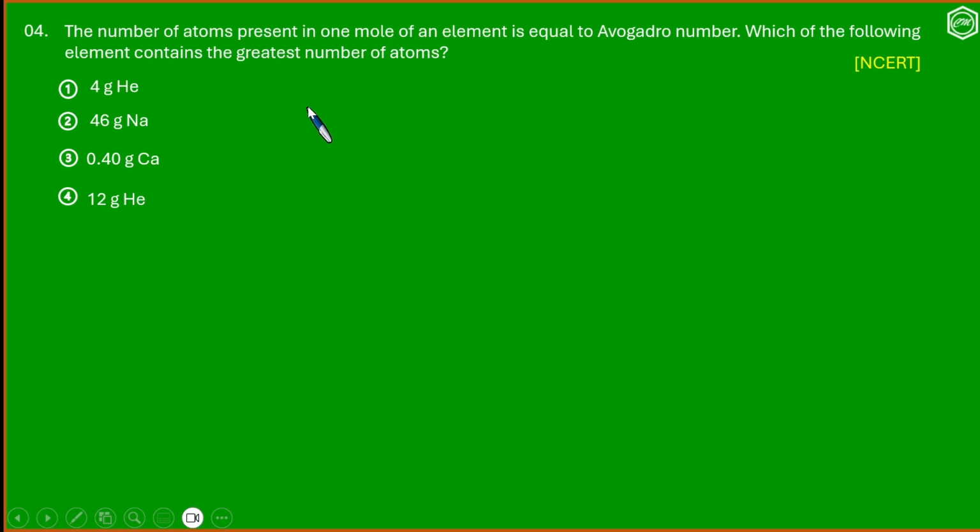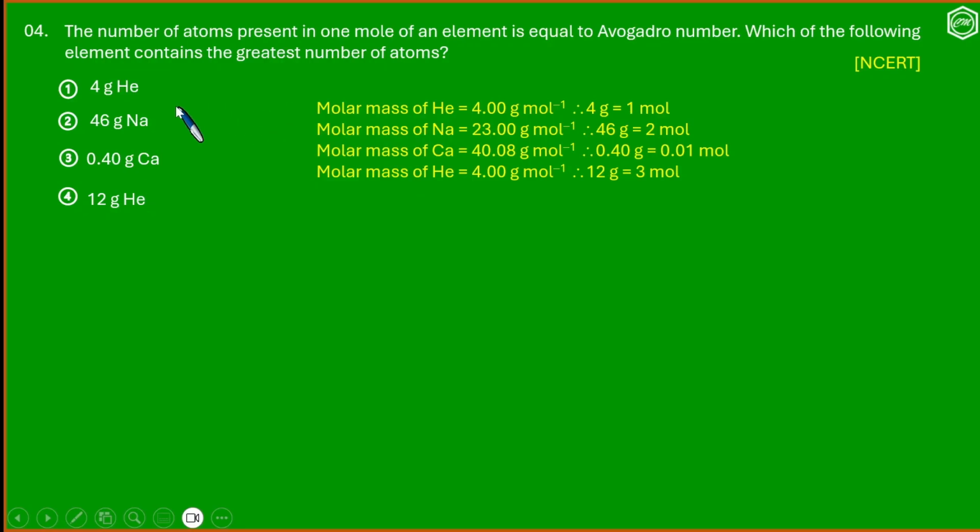First, we have to calculate the number of moles. Molar mass of helium is 4 gram per mole. So the number of moles in 4 gram, that is 4 gram divided by 4 gram per mole, and that is 1 mole. Then 46 gram, molar mass of sodium is 23. Therefore 46 gram equals 46 by 23 equal 2 mole.